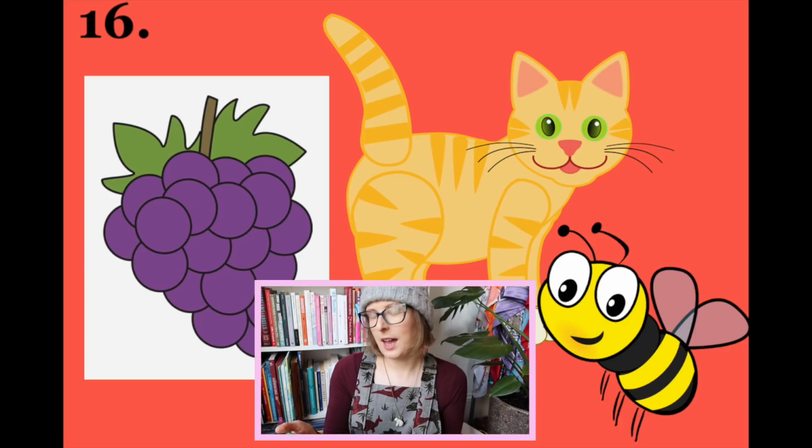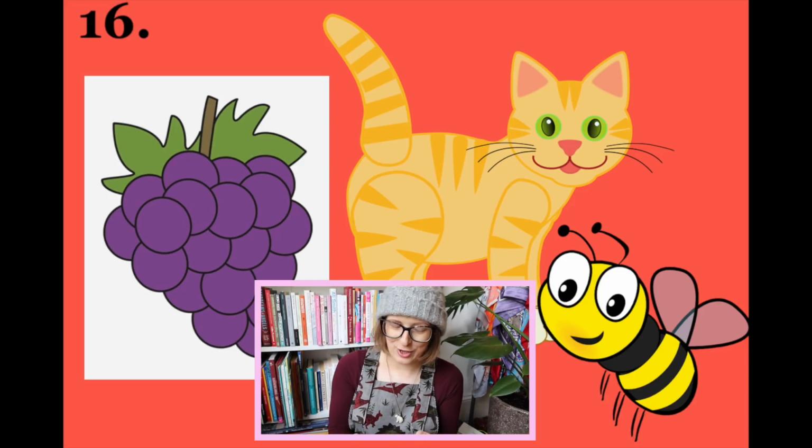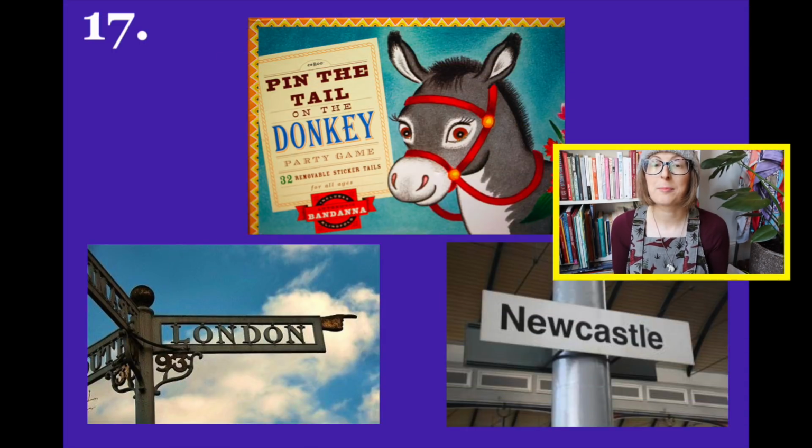Number 16, I think, is probably one of the easiest ones if you just say what you see, which is some grapes, a cat, and a bee. Grapes, cats, bees. Great Gatsby. The Great Gatsby by F. Scott Fitzgerald.